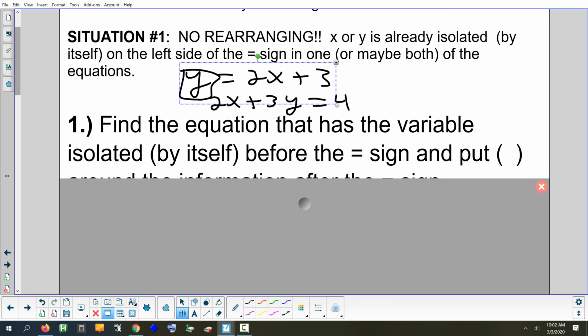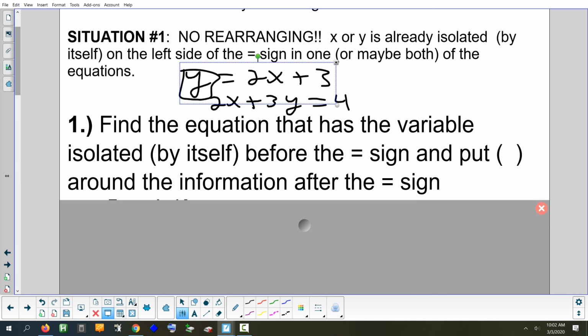And what we're going to do is we're going to put parentheses in. Okay? We're going to put parentheses like this. You're putting parentheses around the stuff on the other side of the equal sign. Okay? It'll make more sense why we're putting parentheses in a little bit. We're just kind of drawing attention to something I want you to see.